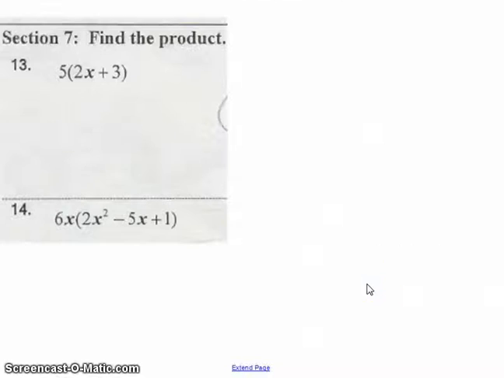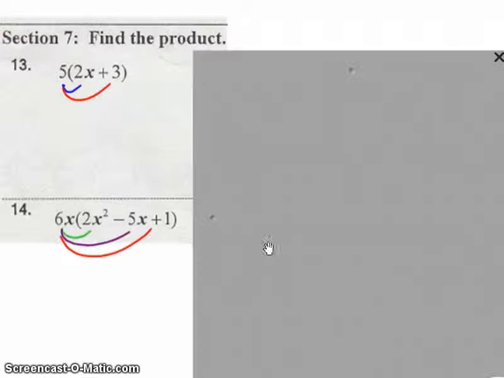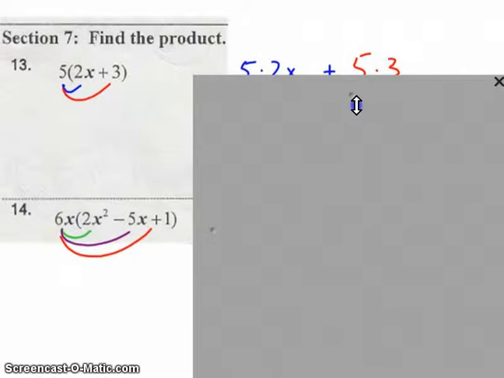Let's move on. 13 and 14, you were asked to find the product. Finding the product in this case means distributing that 5 that's out front, or in the case of 14, distributing that 6x to everything that's inside the parens. Let's start with the first one there, question 13.